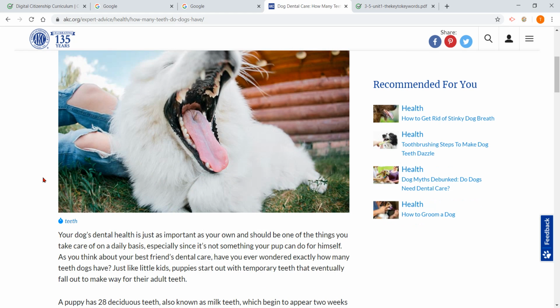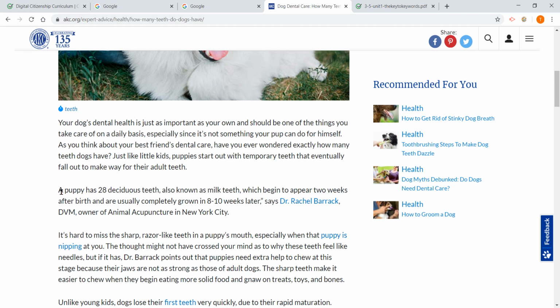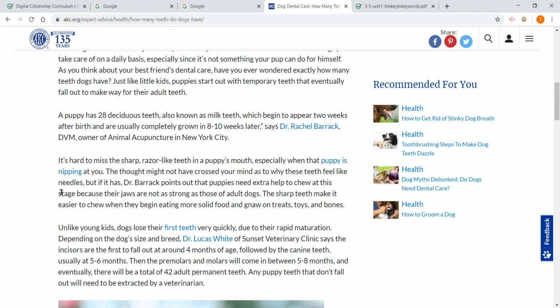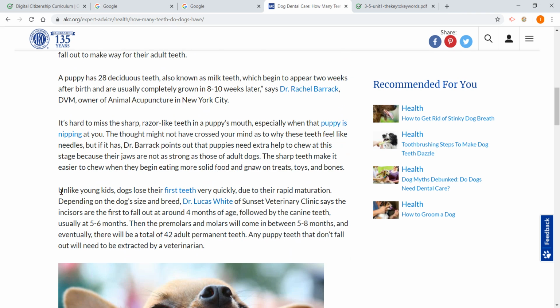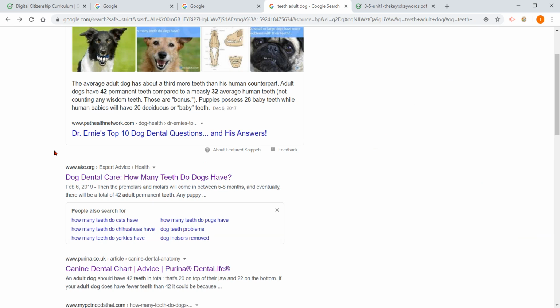So you can do some reading about dental health and how many teeth a puppy has, but let's go down and look around. Talking about incisors of a dog, talking about premolars and molars. So we want to talk about an adult dog. So here we go. 42 adult permanent teeth. So that's from the American Kennel Club. And Dr. Ernie also said 42.